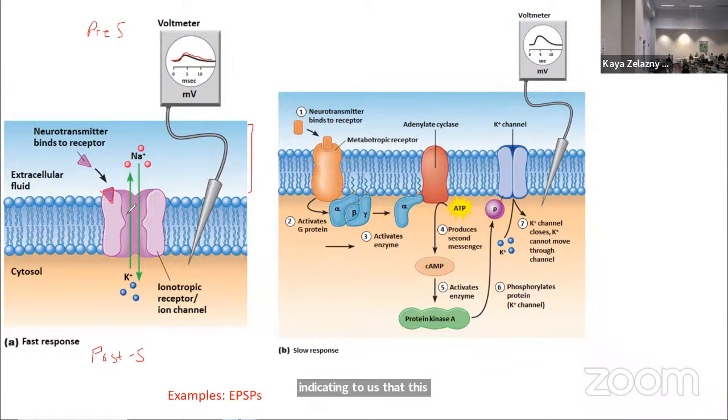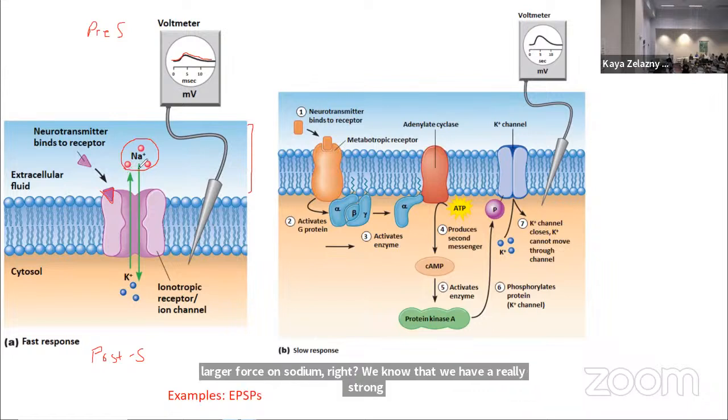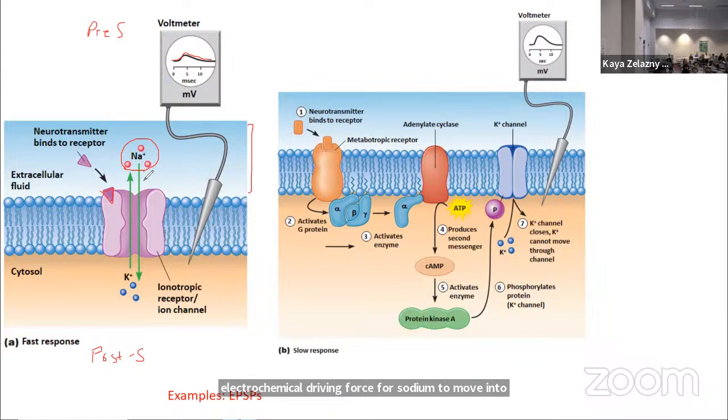So we can see that what actually moved through this channel was both sodium and potassium. So the reason this would be excitatory is that we have a larger force on sodium, right? We know that we have a really strong electrochemical driving force for sodium to move into the cell. So if we let sodium in, our overall effect is going to be a bit of a depolarization.